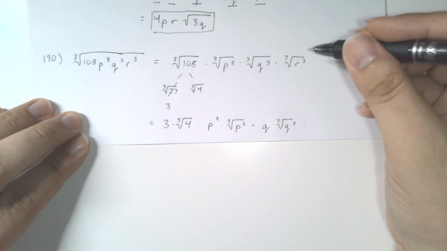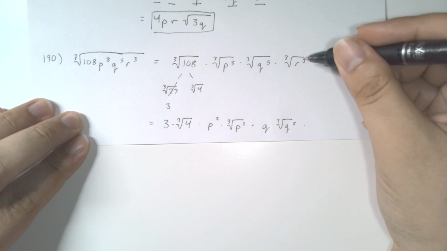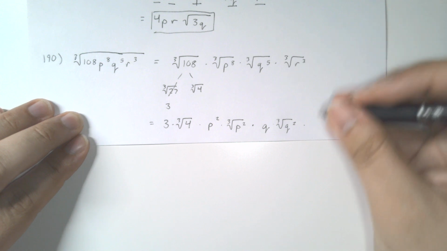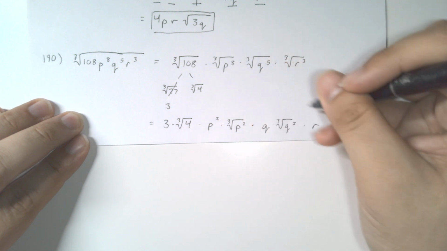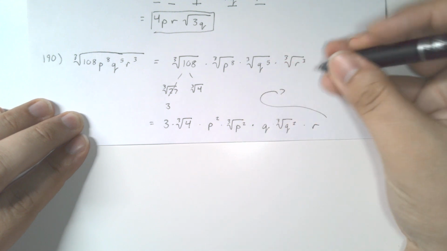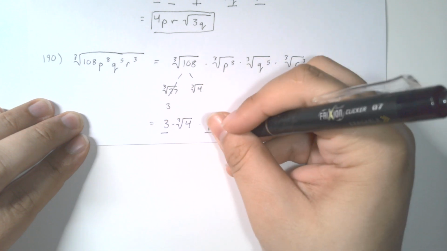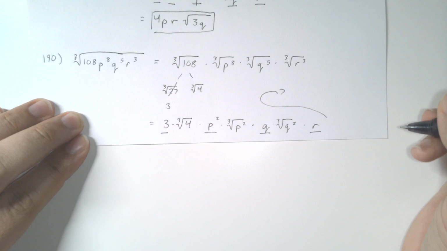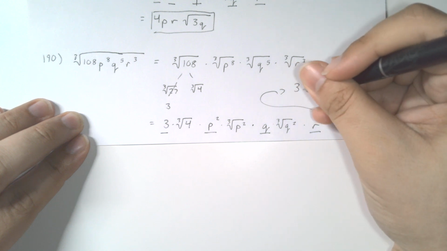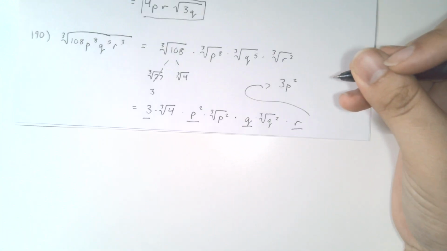And lastly, how many times does 3 go into 3? It goes in once with no remainder, so this is an r. And I ran out of room on the bottom of my page here, so I'm going to write it above. But we have 3 p squared, q, and r outside of our root. So we have 3 p squared.